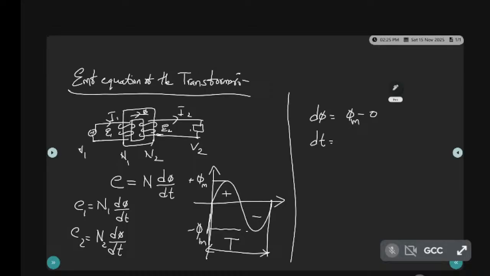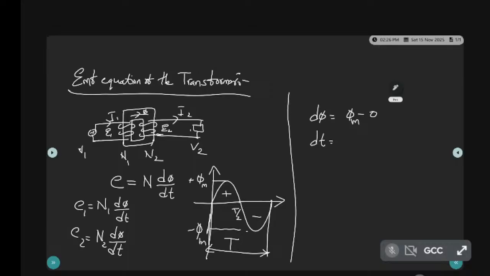Why? Because an alternating waveform will repeat like this infinitely. Only one set, one positive, one negative. The time required to complete this set is known as time period. Let us assume the time period is T. What is half of the wave? T by 2.